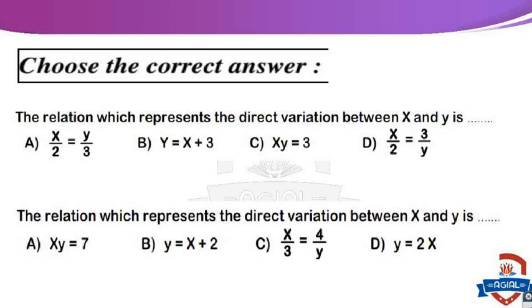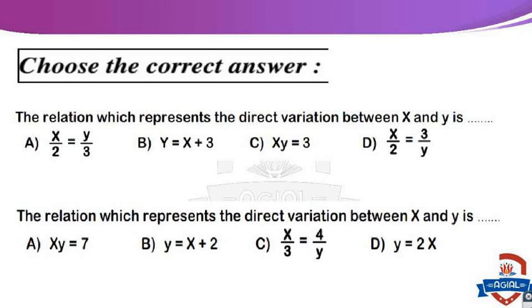For example, choose the correct answer. The relation which represents the direct variation between x and y is what? Letter A, x over 2 equals y over 3. Letter B, y = x + 3. C, xy = 3. Letter D, x over 2 equals 3 over y.